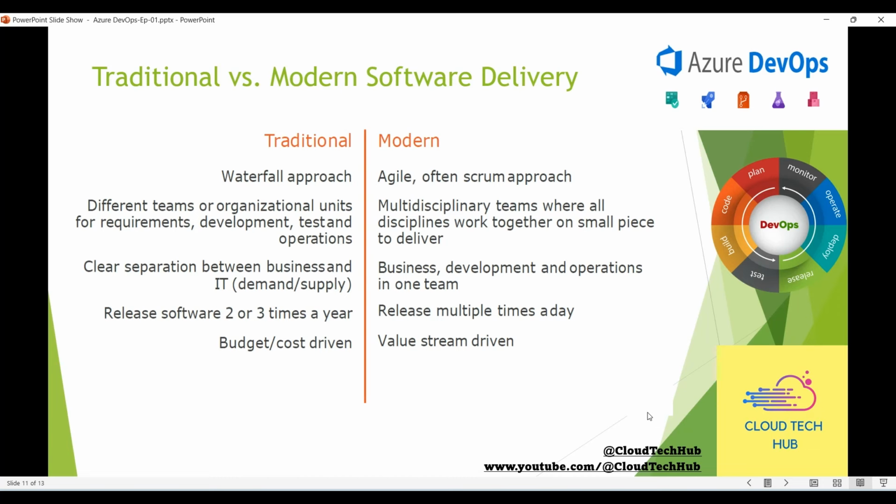On the other hand, the agile or scrum approach comes under modern software delivery, where multidisciplinary teams work together as part of one team on small pieces of code to deliver, where business, development, and operations work as one team. They release multiple software upgrades a day, and they are driven by value or mission.